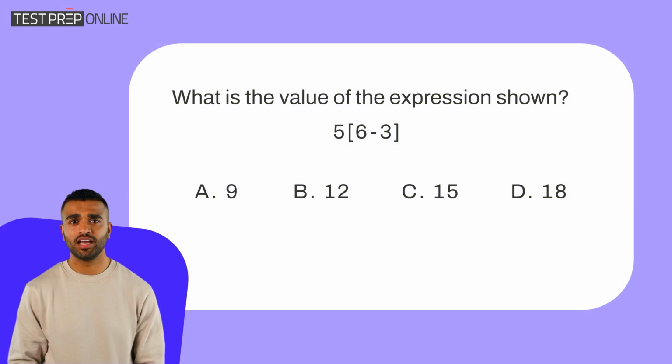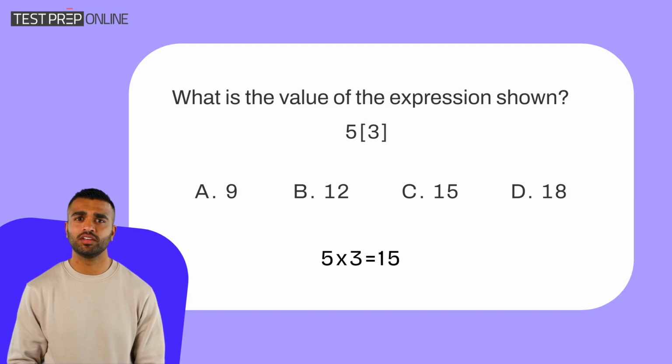The next step is to calculate the subtraction inside the brackets. 6 minus 3. And that gives us 3. The last step is to multiply the 3 by 5. The calculation is 5 times 3 equals 15.